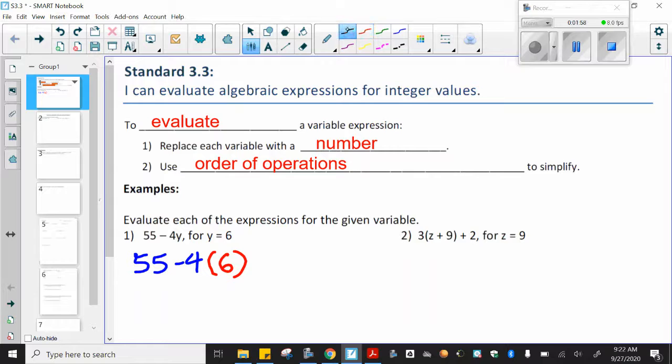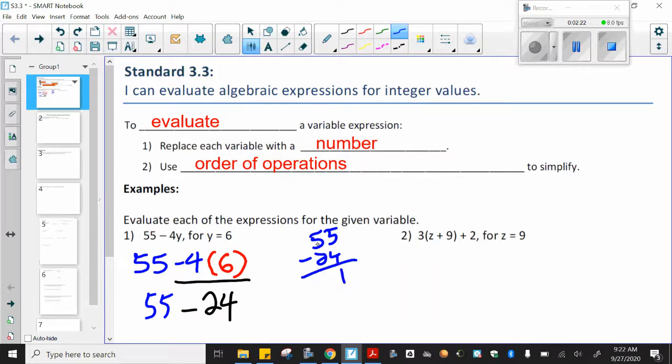So, do we have any parentheses? No. Do we have any exponents? No. Do we have any multiplication or division? Yes, we have negative 4 times 6. So we're going to multiply that. Negative 4 times 6 would be negative 24. I'm going to bring down the 55. 55 minus 24, let's see. 5 minus 4 is 1. 5 minus 2 is 3. That's going to make 31. Alright, and that's going to be our answer. And then we're going to circle it.